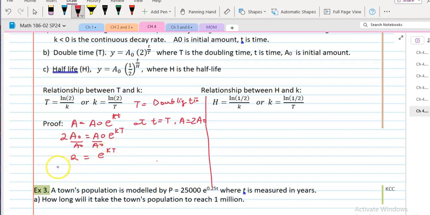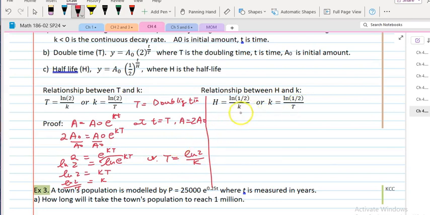How do I solve it? I can do ln 2 equals ln e to the k capital T. Capital T moves out, so ln 2 equals k times T. So you can see k equals ln 2 over T, or T equals ln 2 over k. So this is the relationship between k and T. You can easily convert between them, and earlier when k was the rate, we could tell the doubling time.